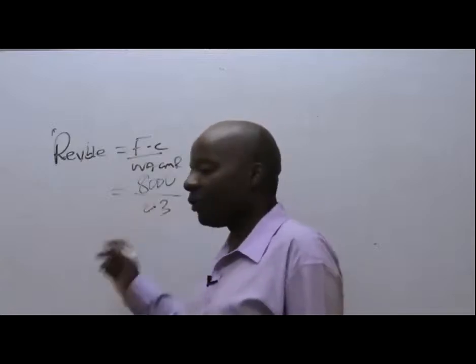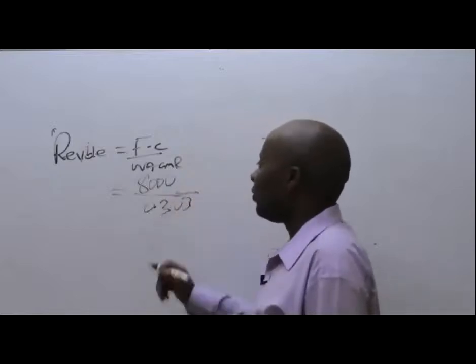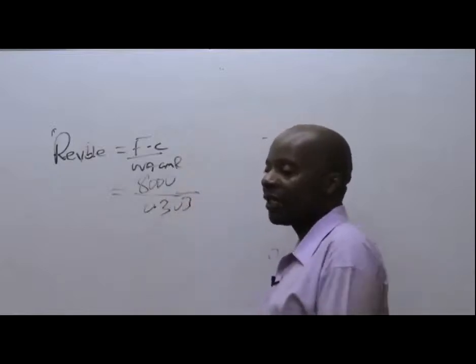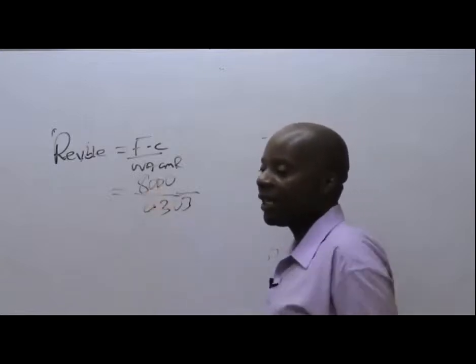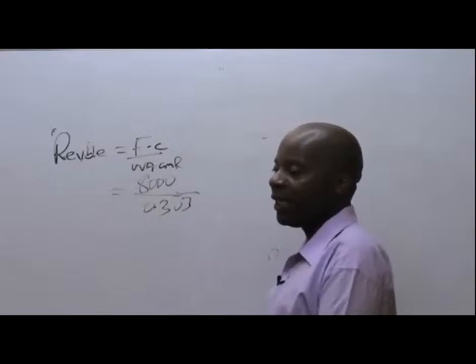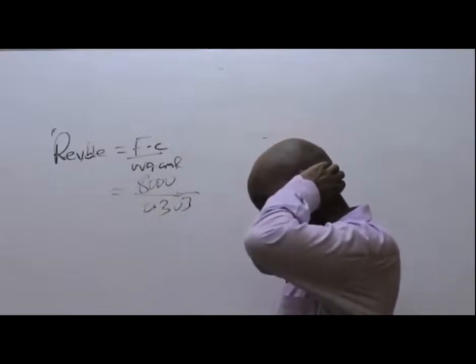So could you kindly do the division for us? 0.303. Can someone take this divided by this, and then advise us kindly? Can somebody do that division for me?